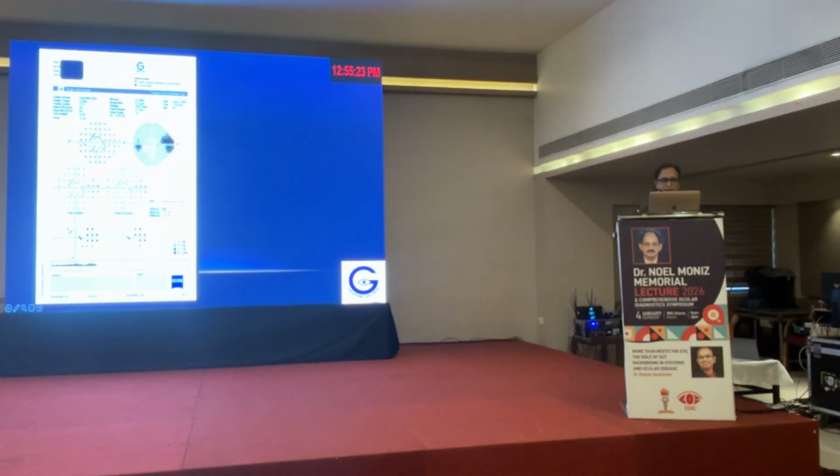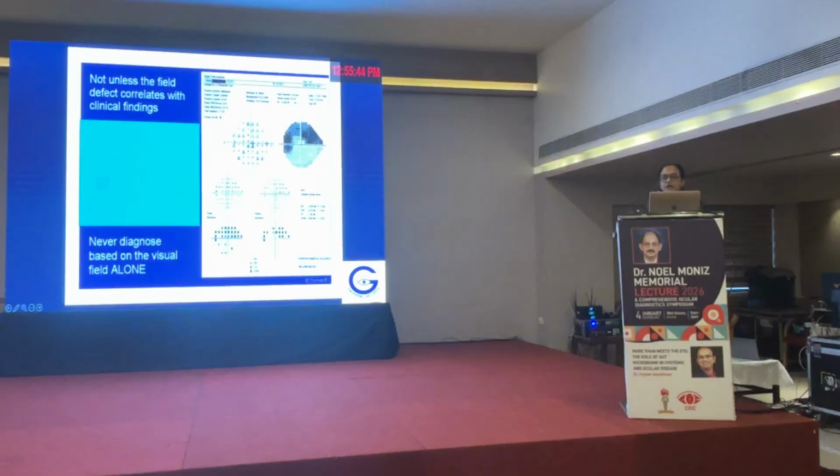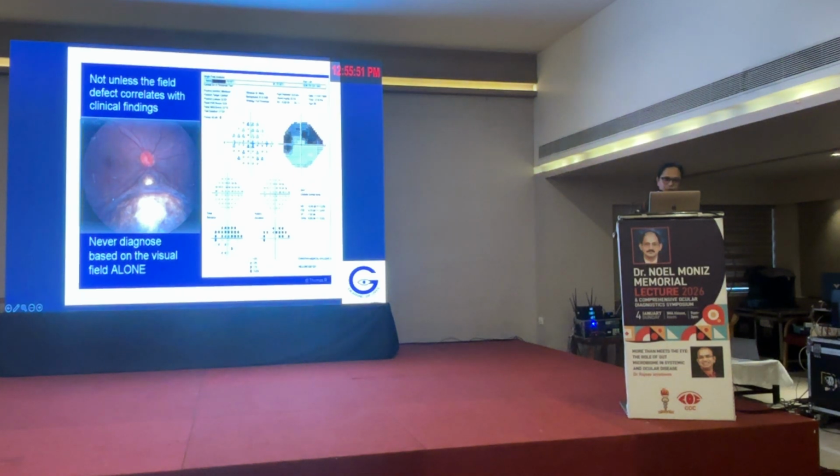So in this one, all the other parameters are normal and the field is showing some nasal defects in the left eye. So this is not glaucomatous, the defect is because of the pathology in the retina. So always correlate with your disc before interpreting. Note, unless the field defects correlate with clinical findings, never diagnose based on the visual field alone.